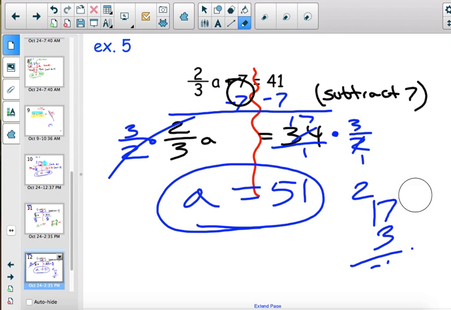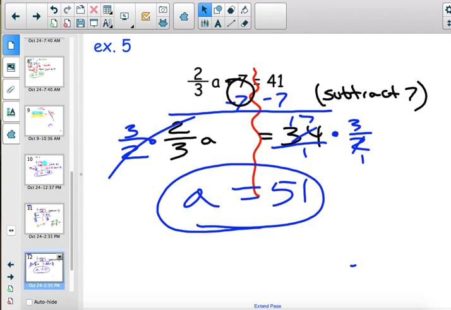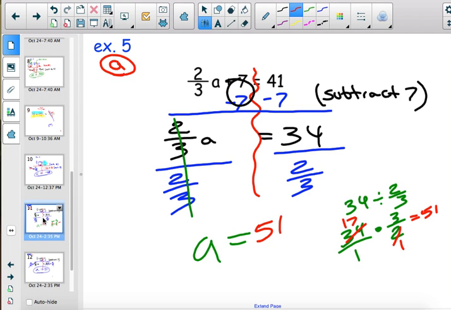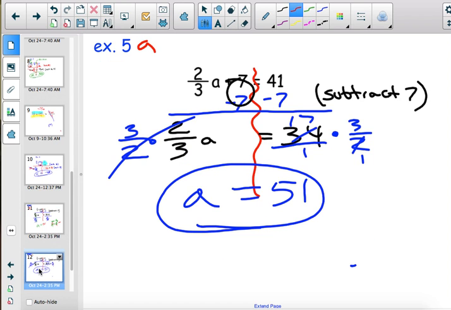Alright, so which one looks easier? Example 5A or 5B? You like it with the dividing fraction? Will this work? Does it make sense? Yes. But look what happens. When you keep it, change it, flip it, aren't you essentially doing over here what you could have just done right here? So it's the same idea.